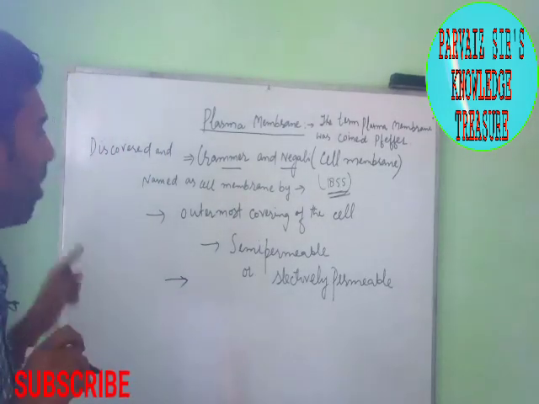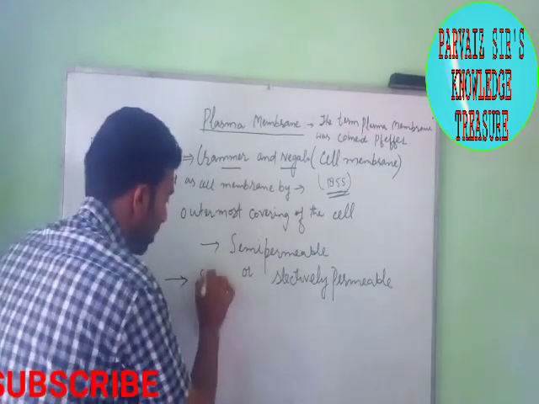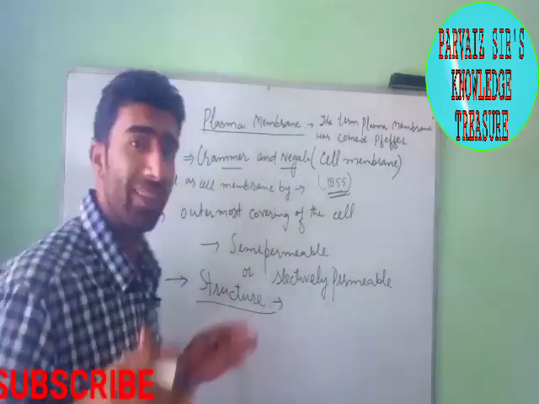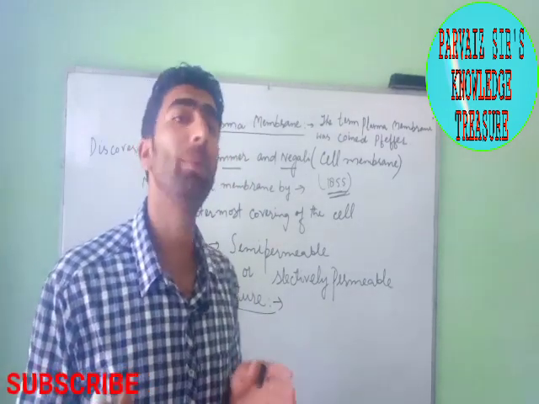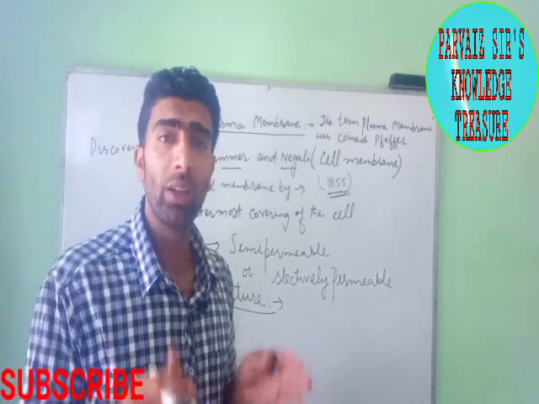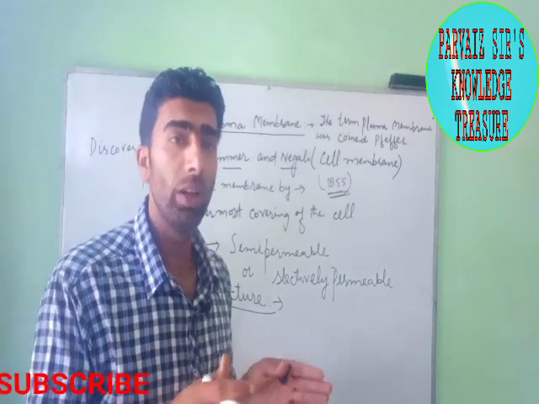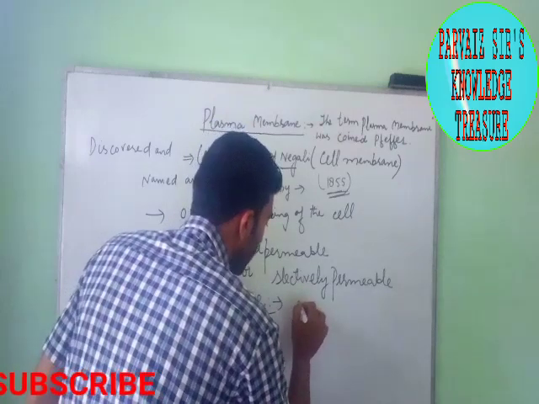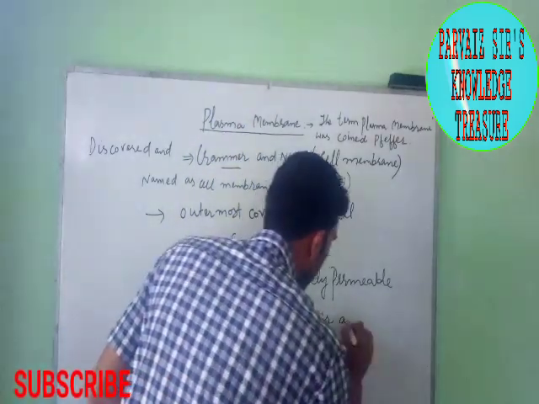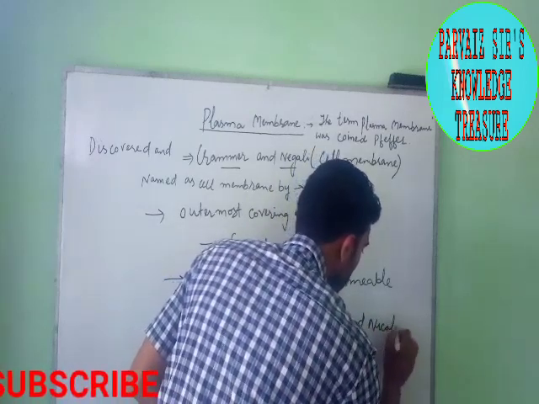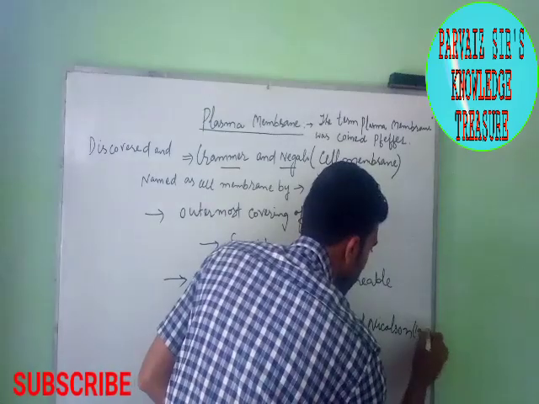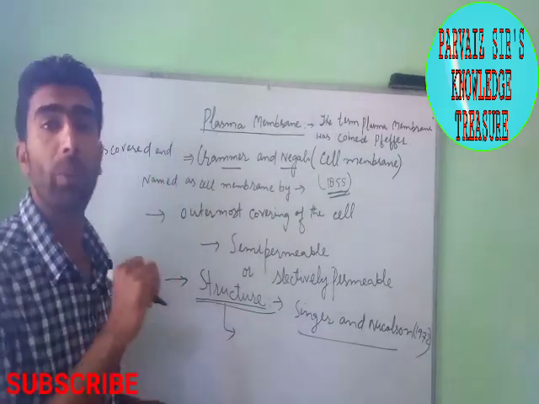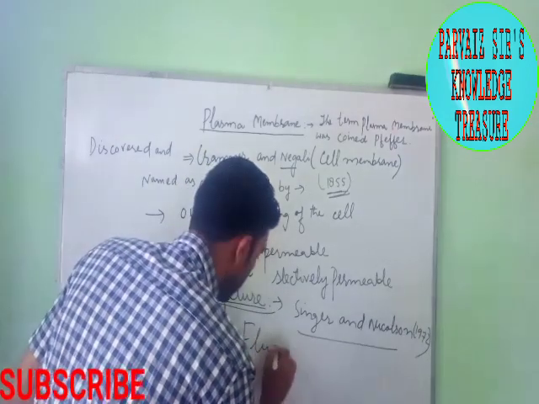The structure of plasma membrane. There are many models of the structure of plasma membrane, but we will discuss the model which is accepted in present days. The structure of plasma membrane was given by Singer and Nicholson in 1972, and this model of structure of plasma membrane is called the fluid mosaic model.